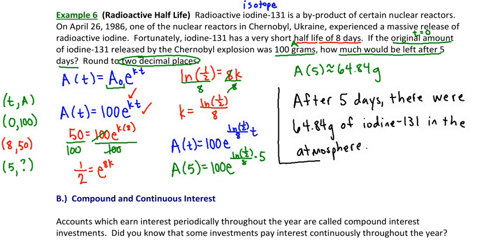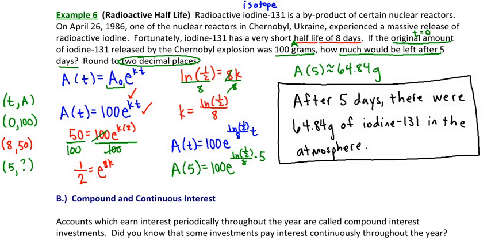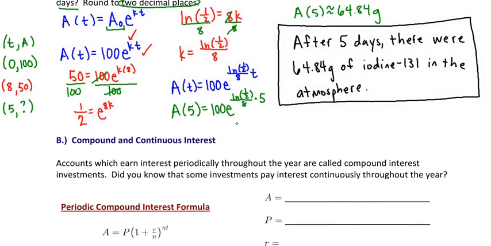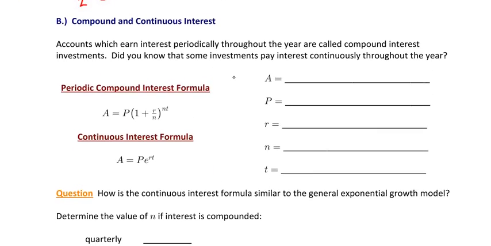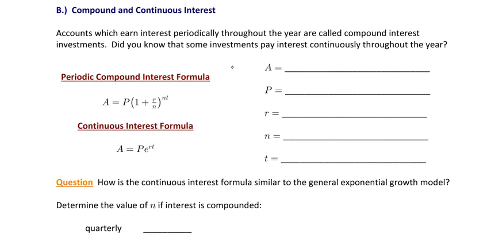It's interesting that the wildlife model and the radioactive decay model are exactly the same. They both follow that natural phenomenon of exponential growth and decay. Another thing that seems unrelated to wildlife population and radioactive decay is financial investment. So let's look at another application of these exponential functions: compound and continuous interest.